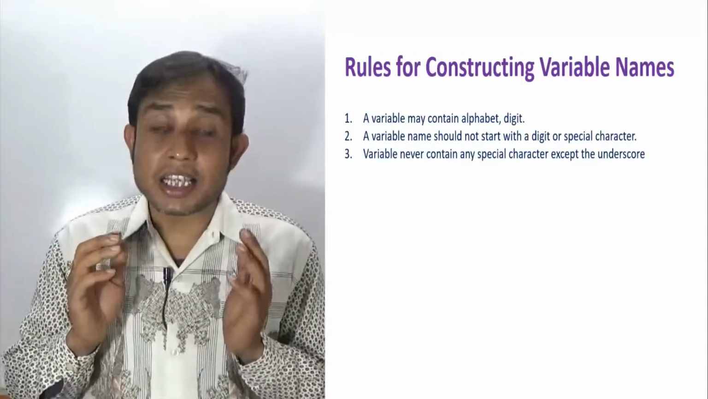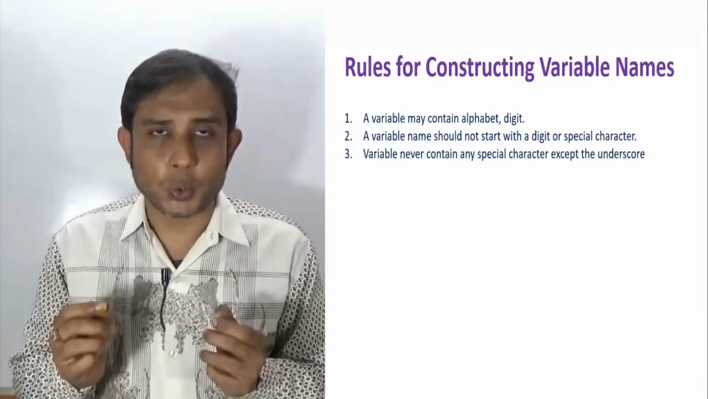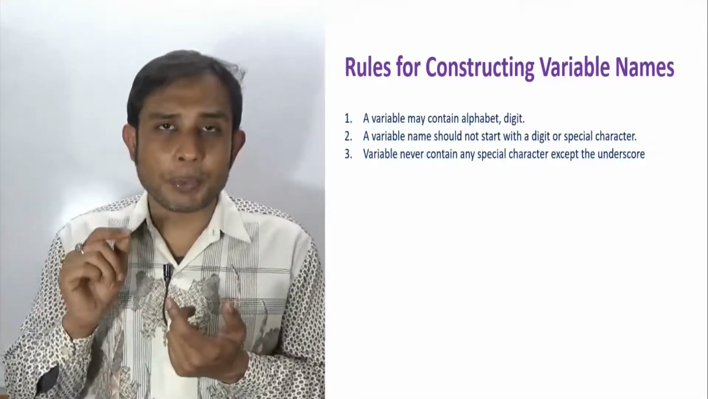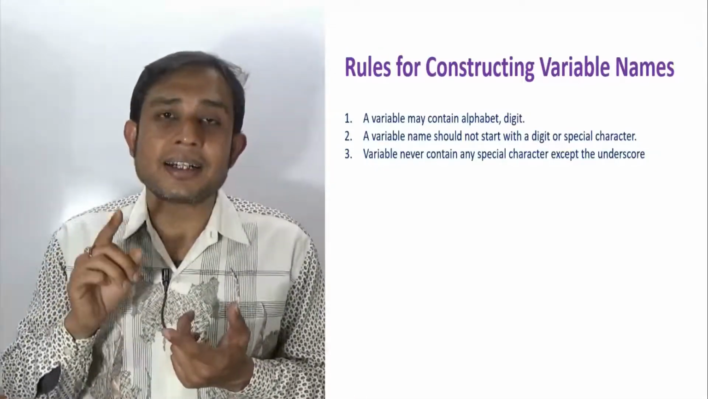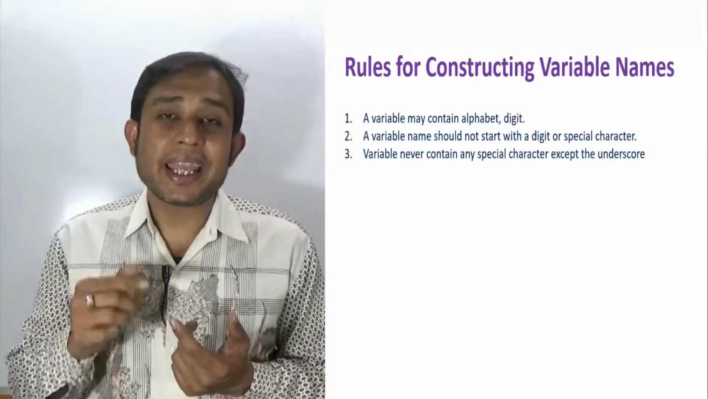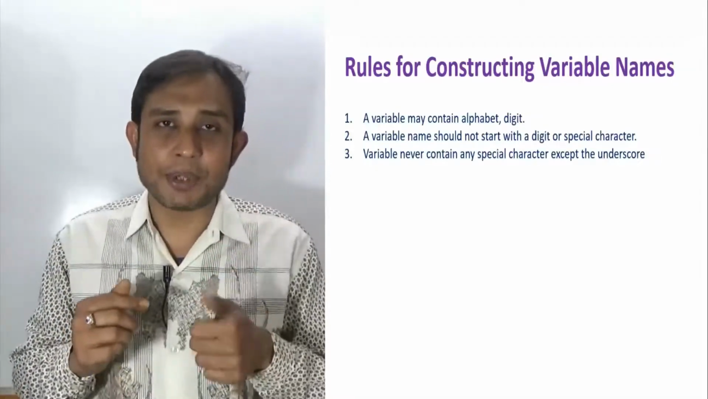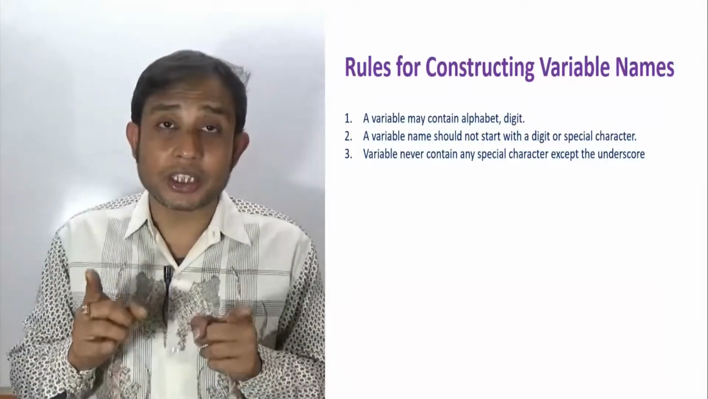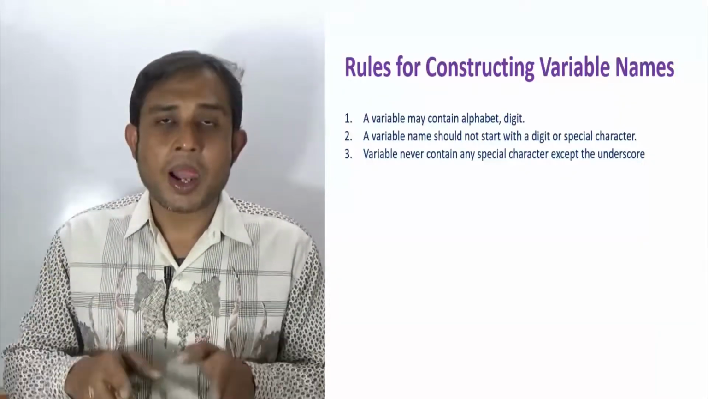A variable name never contains any special character except the underscore. So A underscore B or A underscore 2 is a correct variable name, but A@2 or A has B, such things, are not correct variable names.